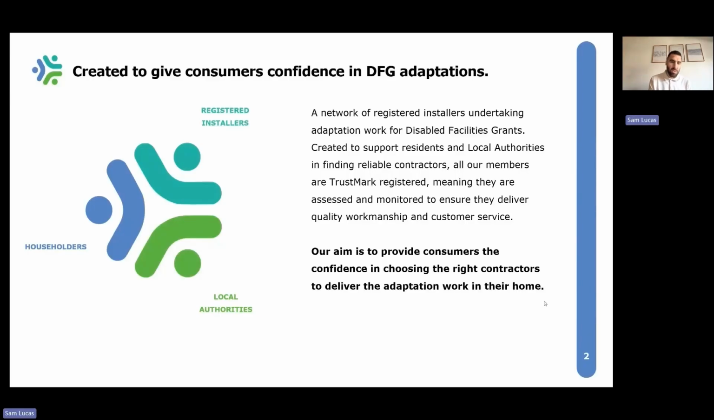Whether it's householders or tenants, they're a primary stakeholder in this. Our aim was to create a network to give them absolute confidence that they were choosing the right contractor, whether from a workmanship or a professionalism perspective, that they were going to deliver the adaptation work to a quality standard in their home, and deliver a quality experience with it.